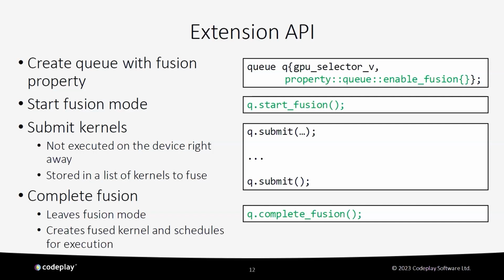When introducing kernel fusion to the code base, the only thing you will usually have to do is pass a new property to the queue when creating the queue. That's quite simple. And before submitting the kernels, you just put the queue in fusion mode, submit the kernels as usual, not a single change to the code here, and then call complete fusion. At the moment that you complete fusion, the kernels will be fused together and scheduled as usual.